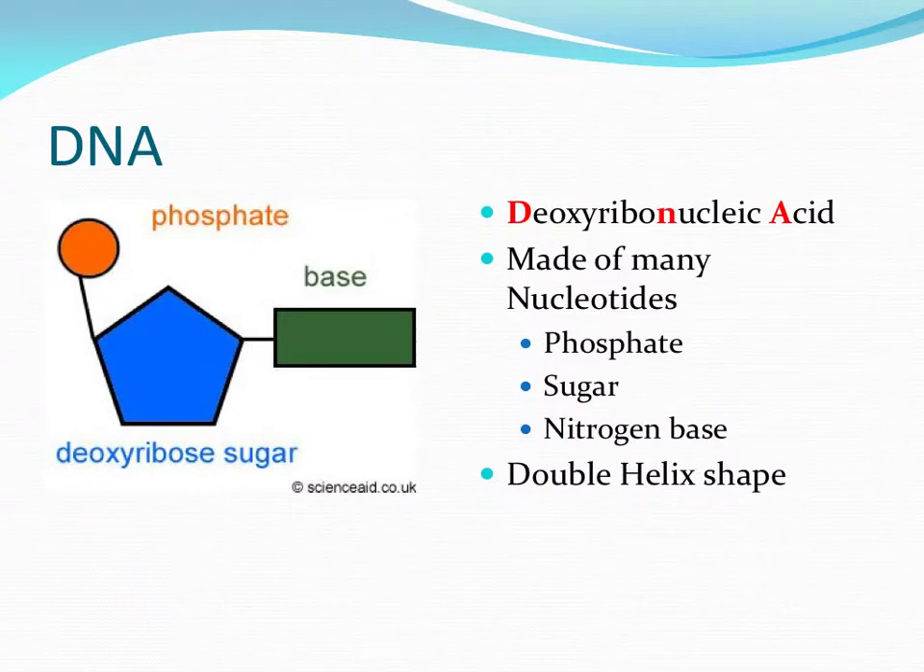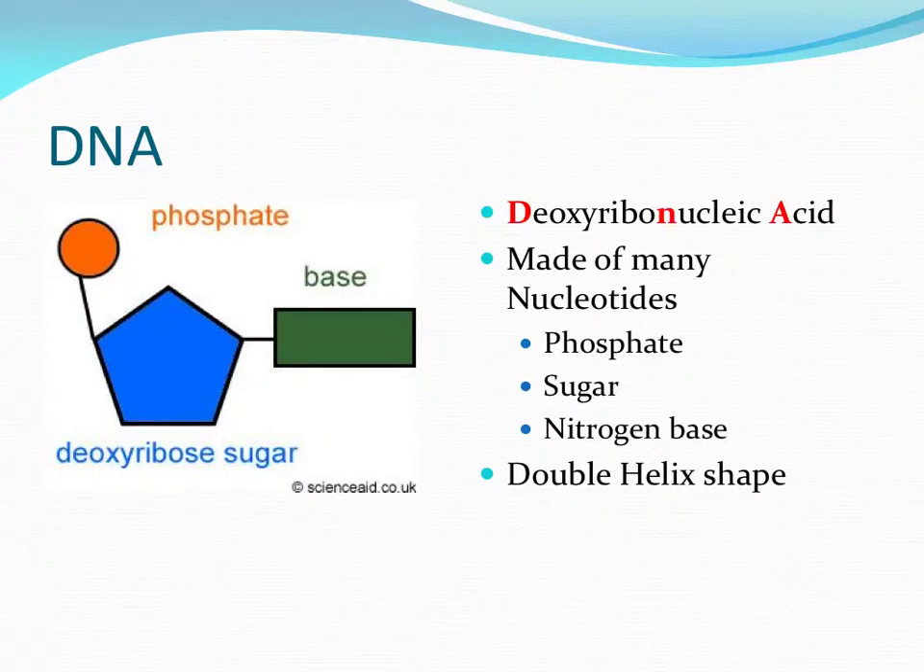A little bit more on DNA. DNA stands for deoxyribonucleic acid, so the "na" is right there in the name. Deoxyribo comes from the type of sugar that it's made of, deoxyribose. And so again, we see that nucleotide. You've got your phosphate, you've got your deoxyribose sugar, and you've got that base.